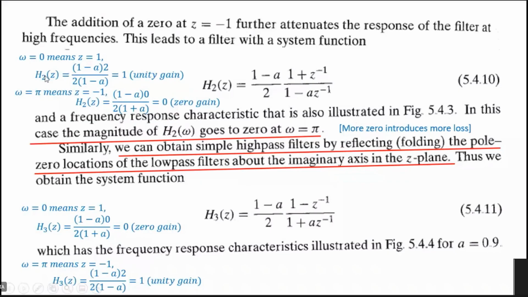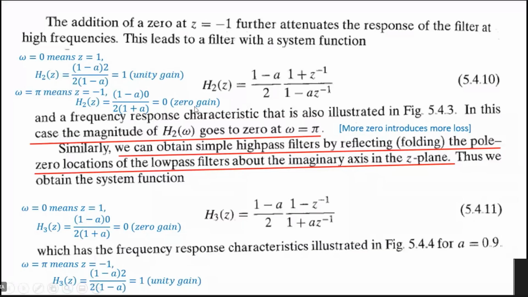Similarly, at omega is equal to pi, it means z is equal to -1, because e to the power j omega, with omega equal to pi, means z is equal to -1. In that case the transfer function becomes 1 minus a into the value. If we put z is equal to -1, that means z inverse is -1, so 1 minus 1 is 0, so it is multiplied with 0, and we get 0 gain.